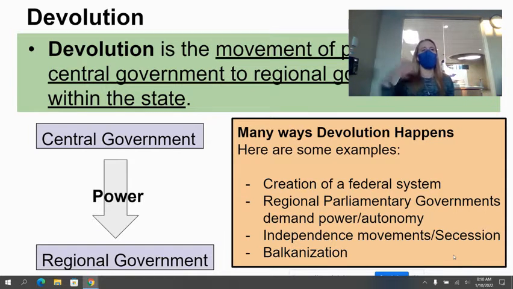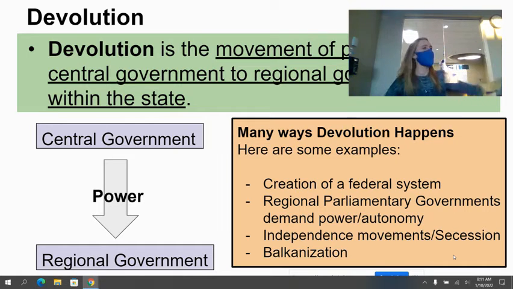And then on the more extreme end, any type of independence movement. You have a region within a country that demands independence, or attempts to secede from the country. Secession means to break away, to totally break away. A region of a country breaks away. That is also devolution, because now instead of just giving a degree of autonomy or a shared sense of power, they're actually fully breaking away.